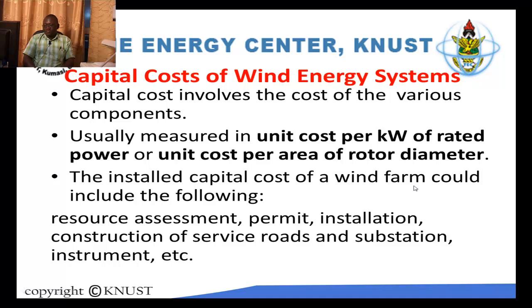Usually, the capital cost is normalized, measured in cost per kilowatt of rated power or cost per area of rotor diameter. So if you have, let's say, a typical capital cost of $1,000 per kilowatt of rated power for the wind turbine, then if you want to know the actual capital cost of, let's say, a 50 megawatts plant, just by multiplying the unit cost by the capacity, you get the full capital cost of the whole installation.